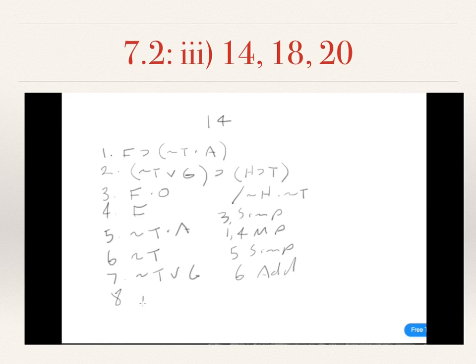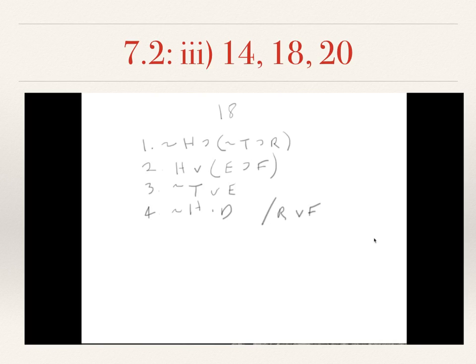And that leaves us with H implies T by modus ponens of 2 and 7. And then we can finally get to not H by modus tollens of 8 and 6. And then that leaves us with not H and not T by conjunction of 9 and 6. All right, that's it for number 14. Now we'll go on to number 18.